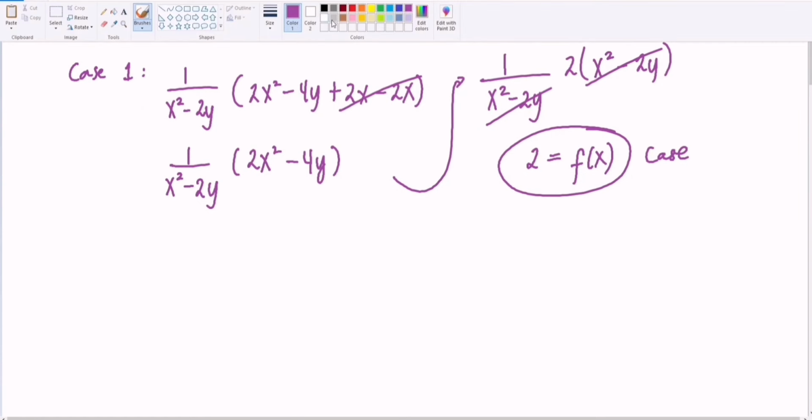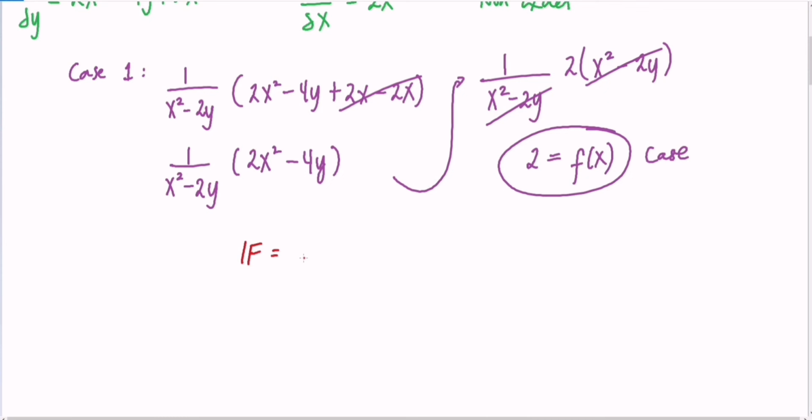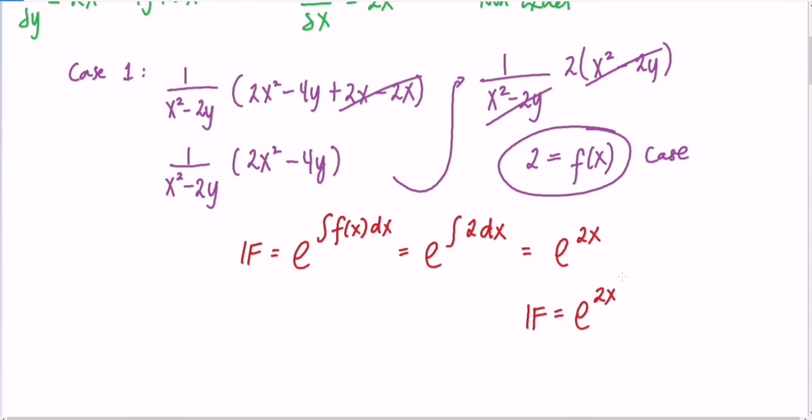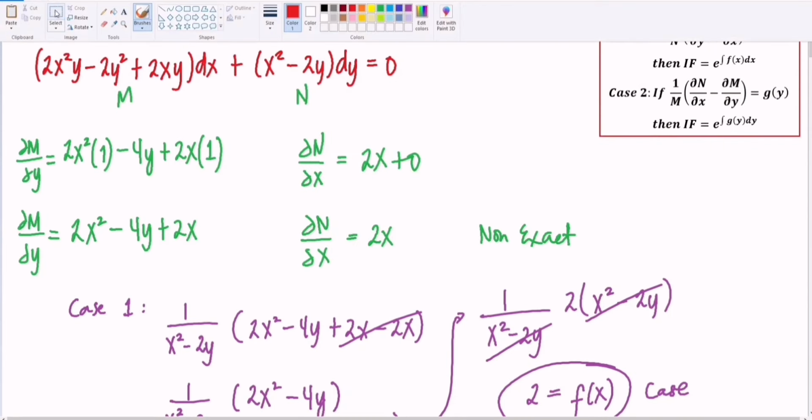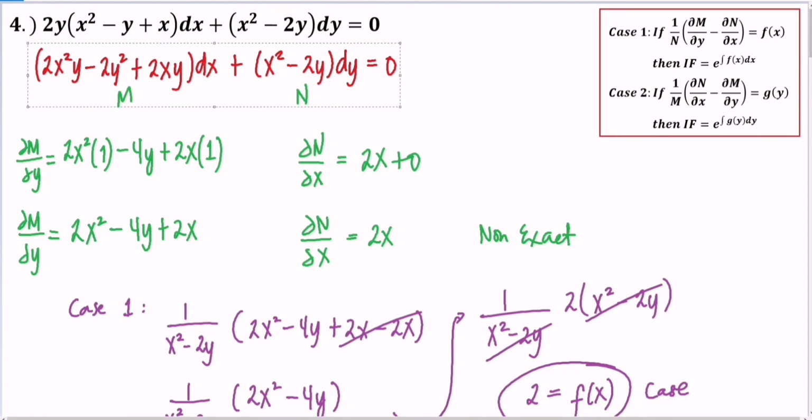So, let's get the integrating factor. For case 1, the integrating factor is e raised to the integral of f of x dx. So, we will get e raised to the integral of f of x, which we got as 2. So, 2 dx. What is the integral of 2? The integral of 2 dx is 2x, right? So, here, guys, we have no ln. Therefore, that is our integrating factor. So, our integrating factor is e raised to 2x. So, what do we do with that? We multiply it to our equation.